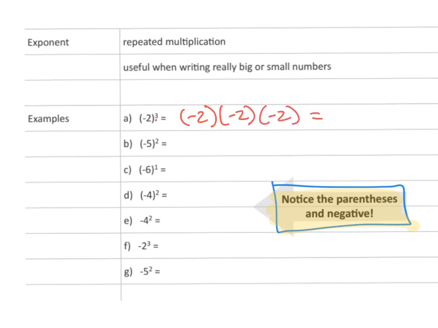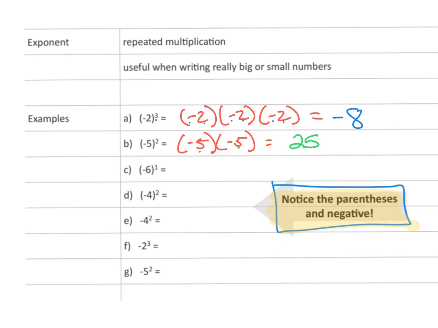Now we can do the math. 2 times 2 is 4 times 2 is 8. A negative times a negative gives me a positive, and a positive times a negative gives me a negative. Let's do the next one. -5 in parentheses, multiply by itself 2 times. There's 1, there's 2. So here we go. 5 times 5 is 25. Negative times a negative is a positive, so we're done.